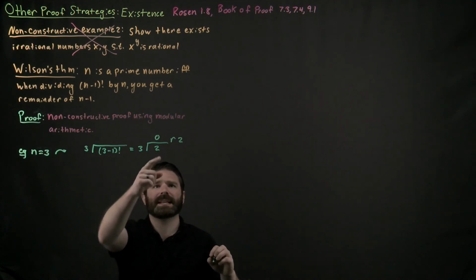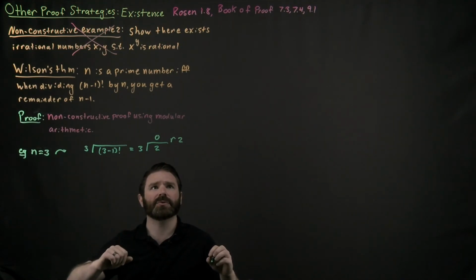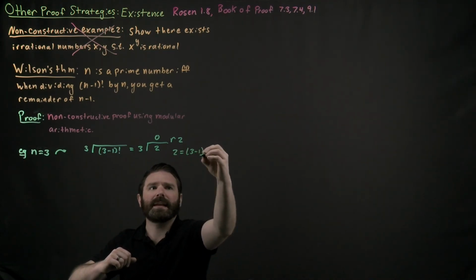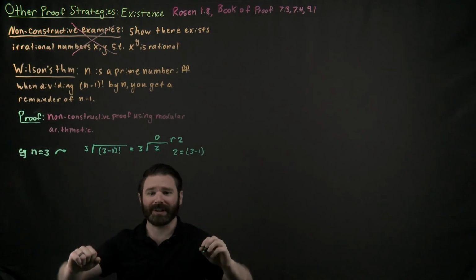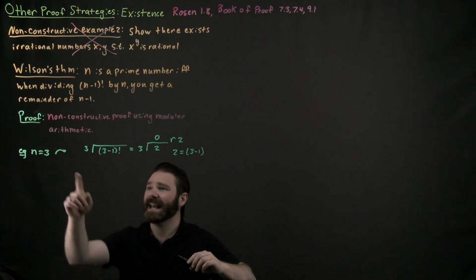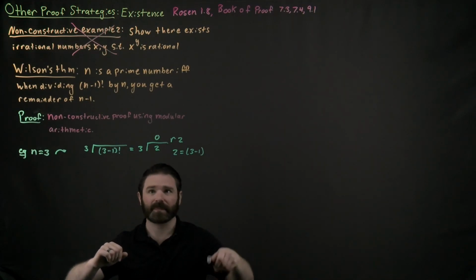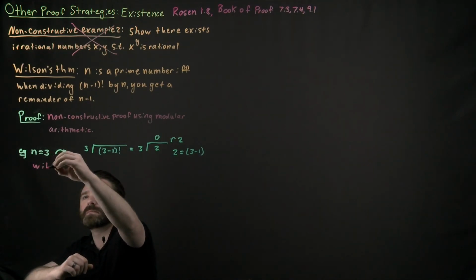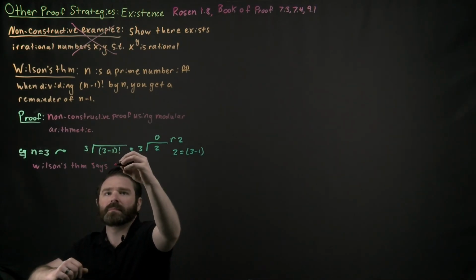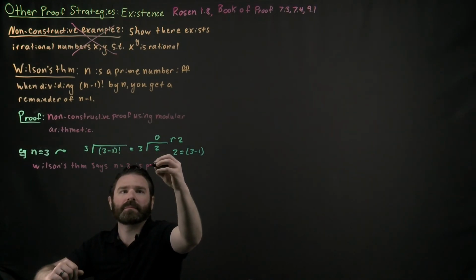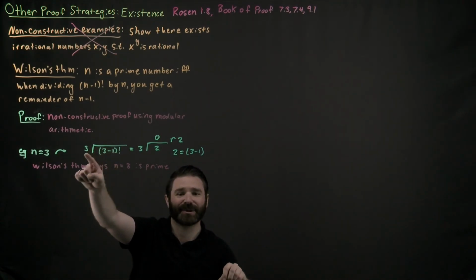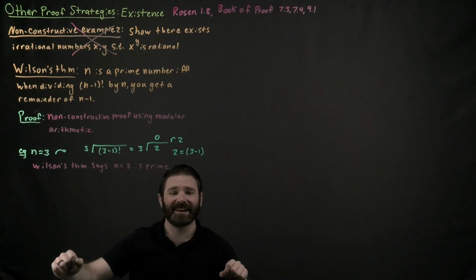And notice that the remainder here, that 2, is indeed equal to our n minus 1. So yes, indeed, Wilson's theorem tells us that n here is prime, because after dividing n minus 1 factorial by n, I get a remainder of n minus 1.